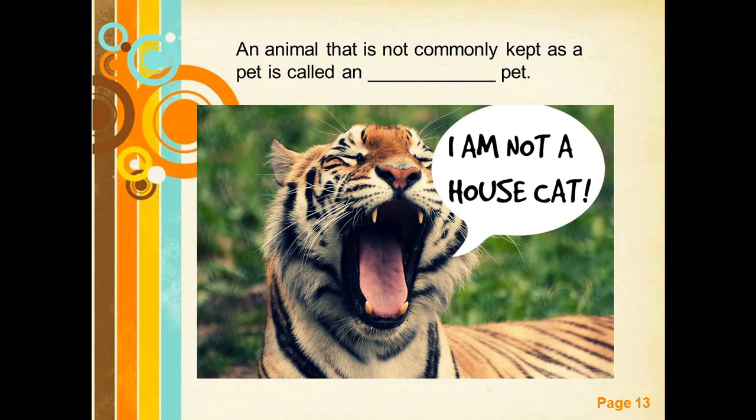This animal here is clearly not a pet, or at least it shouldn't be. This is a tiger. Now, an animal that is not commonly kept as a pet, if it is kept as a pet, is called an exotic pet. So think of rich people who own tigers, leopards, lions, and so forth. These are exotic pets.